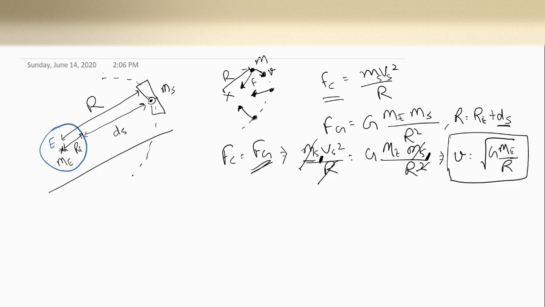But one of them is at a distance of 3 RE, another one is at a distance of, let's say, 8 RE. And then you can figure out the ratio of their velocities. Try it on your own.